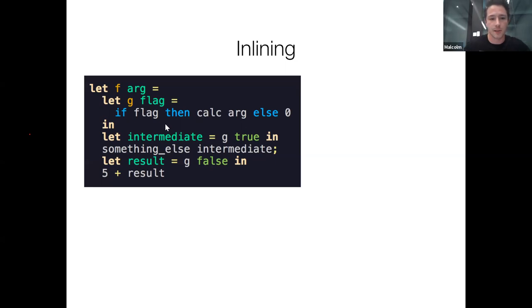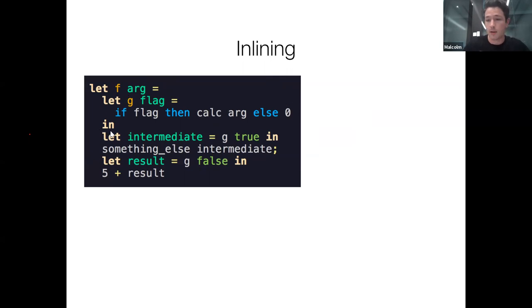So here's a little function g. It takes a single argument flag, and here we call it with true, and here we call it with false. This arg here is the argument to f, so it's outside the function. It's using this variable outside the function. So this function is actually a closure.